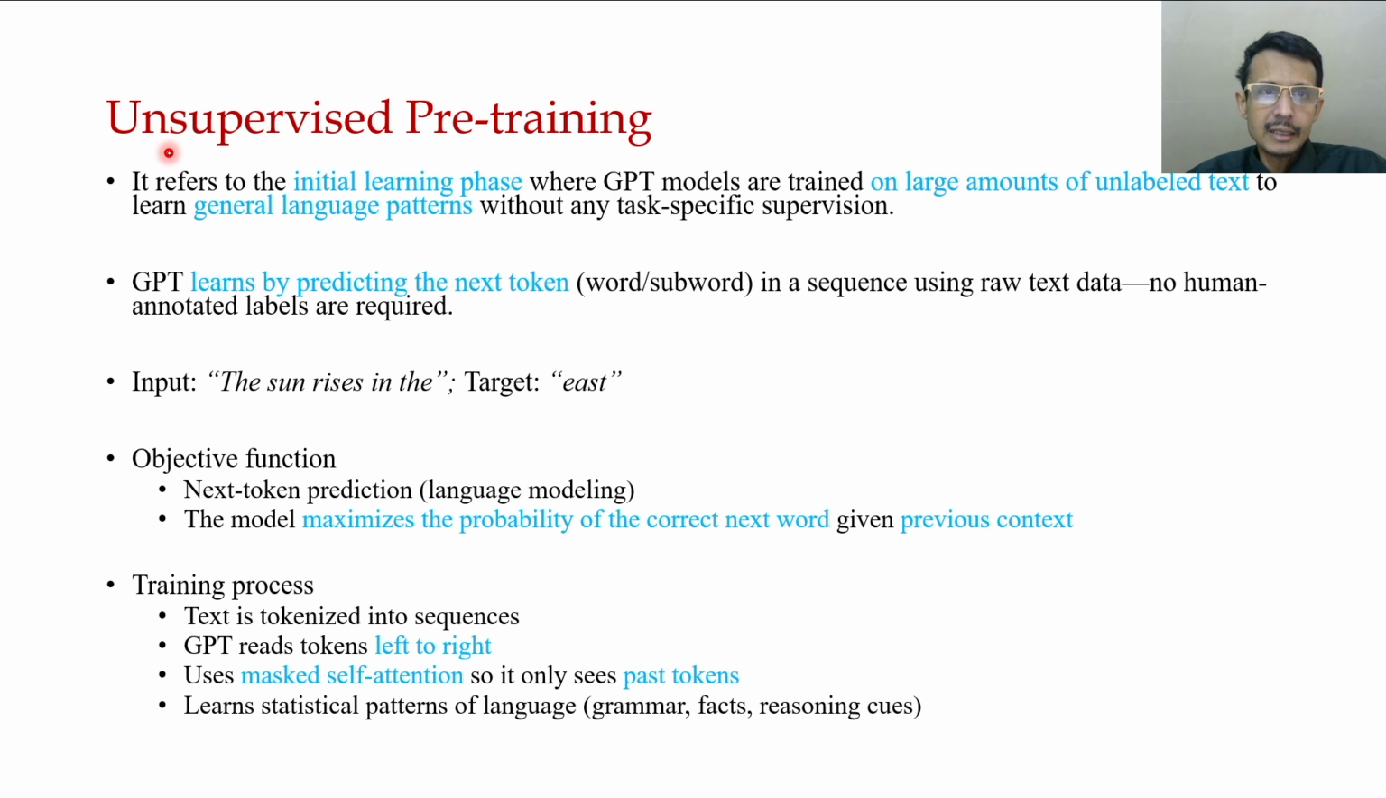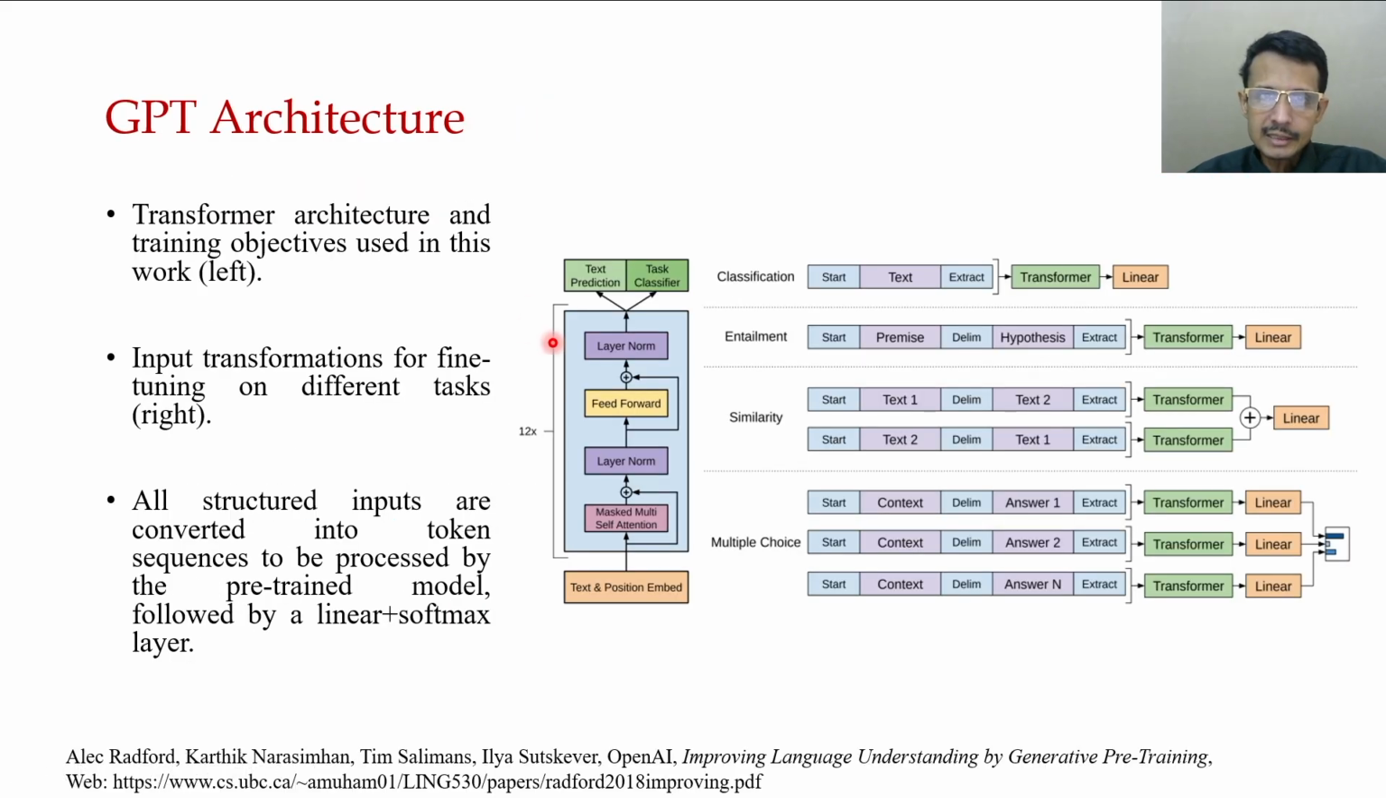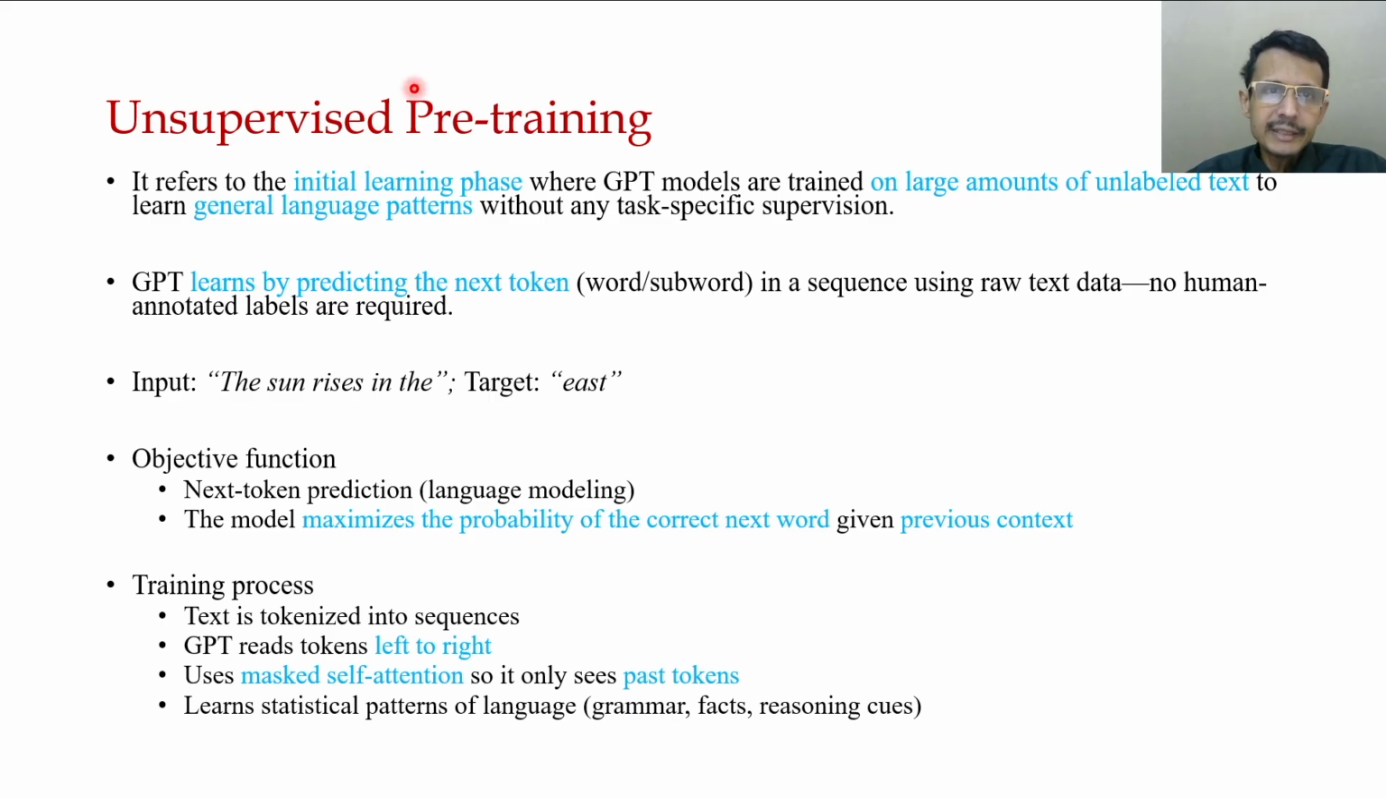Now it is two major things. One is pre-training, one is fine-tuning. As we have seen here, this is the pre-training part. Then after pre-training, we fine-tune for each of the specific tasks, and some other tasks also. Now this pre-training process is unsupervised in nature.